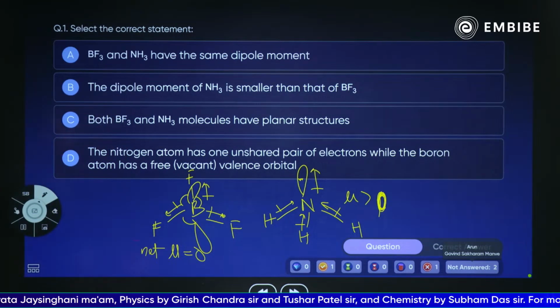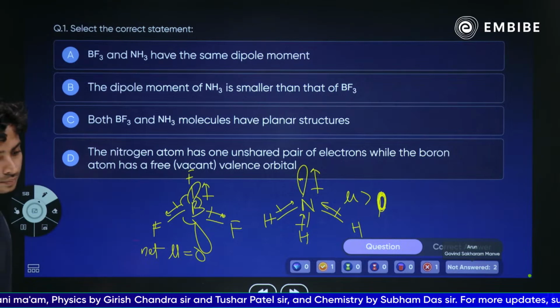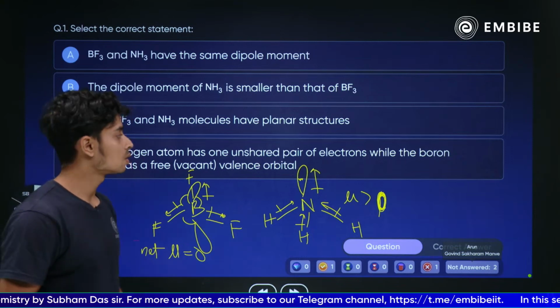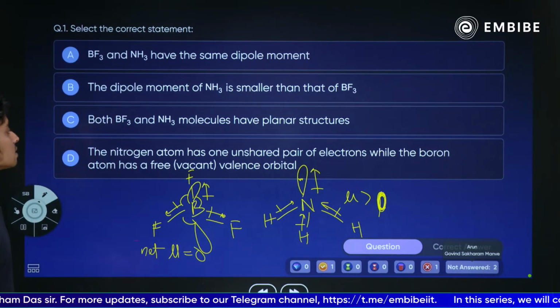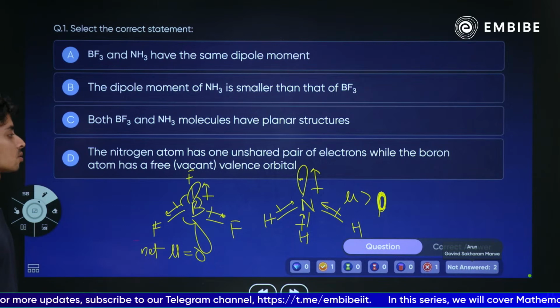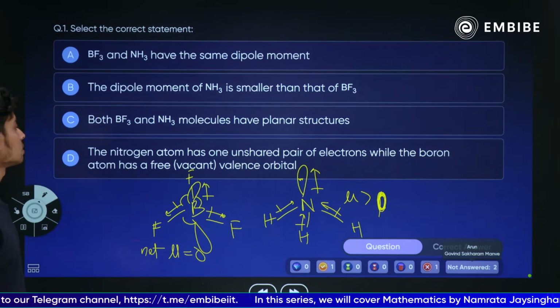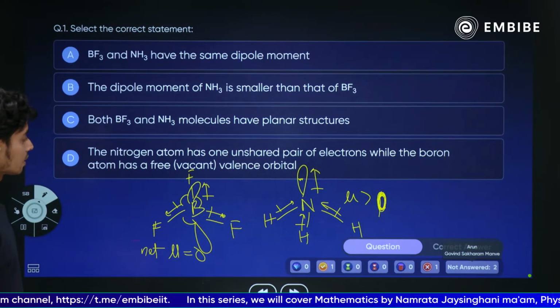So let's see the options. BF3 and NH3 have the same dipole moment: this is wrong. Dipole moment of NH3 is smaller than that of BF3: this is also wrong, since NH3 is a positive number, so it is greater than 0. Third option, both BF3 and NH3 molecules have planar structures: that is wrong, one is pyramidal, one is planar. Nitrogen atom has one unshared pair of electrons, while the boron atom has a vacant orbital.